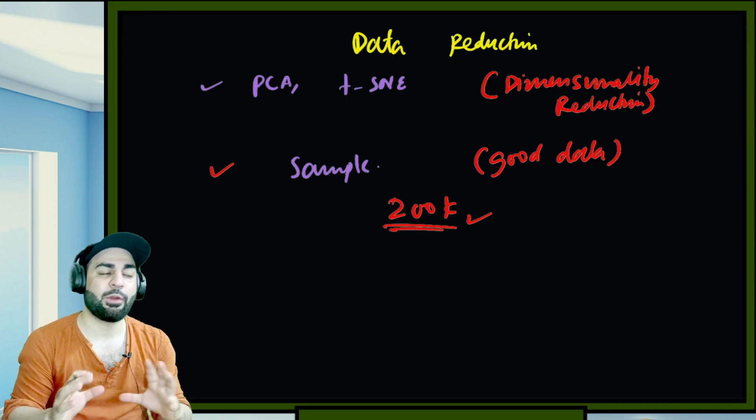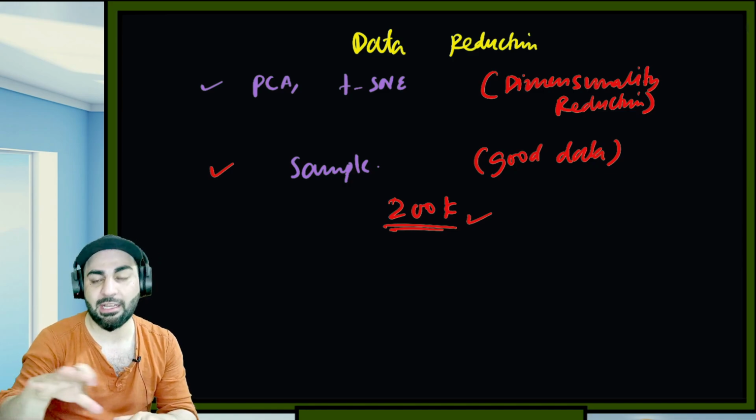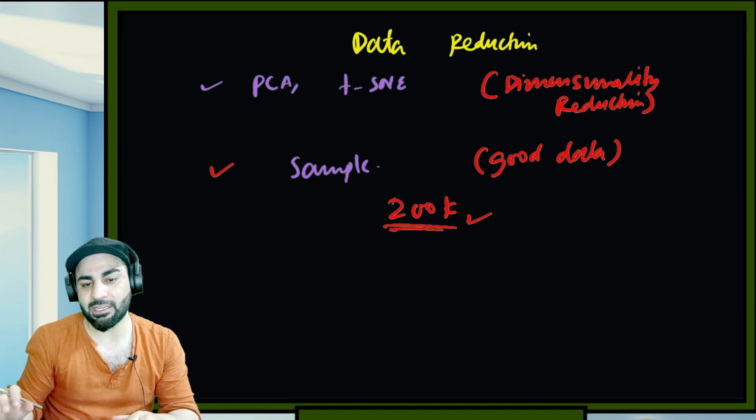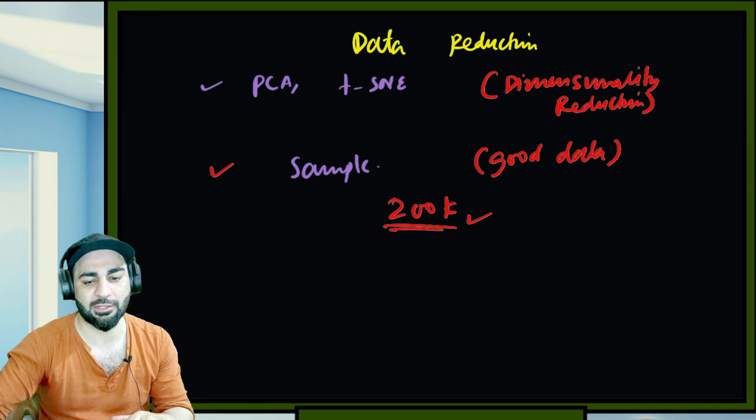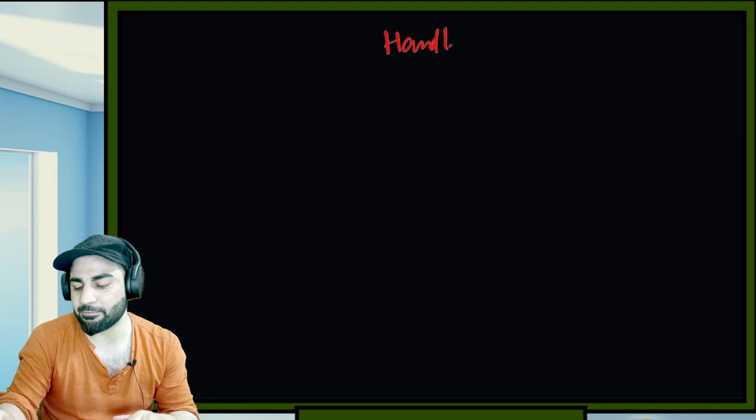Okay, so we're in the data pre-processing and preparation stage. We'll see all of these stages one by one, but right now I'm just enumerating them. After you have the reduction, you handle the outliers. There are outliers also, and you have to handle them.